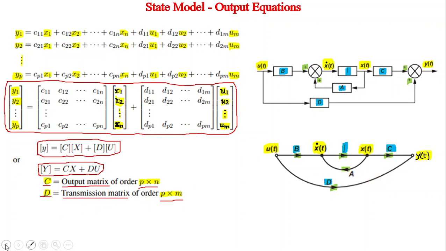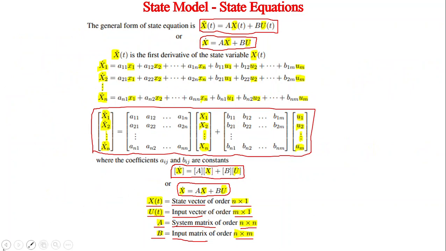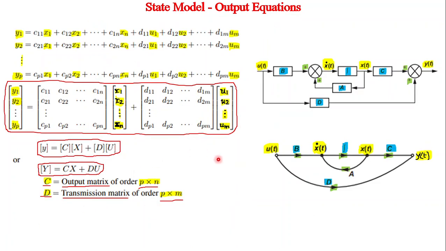So x dot equal to Ax plus Bu, y is equal to Cx plus Du. If you arrange in proper form and then do the block diagram representation and signal flow graph representation, then that is your state model.